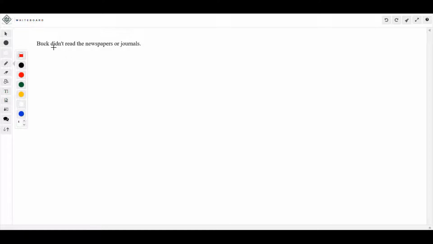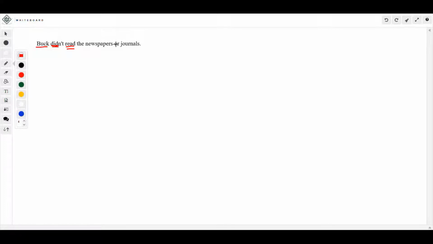Okay, so we're going to underline twice the verbs. So did read. Okay, this word is an adverb. Did not read. So the verb is did read. Who or what did read? Buck. That's our subject. Okay, so did read is an action verb. So let's see if we can find a direct object. Okay, so Buck did read who or what? Newspapers, journals. This word right here is a conjunction.